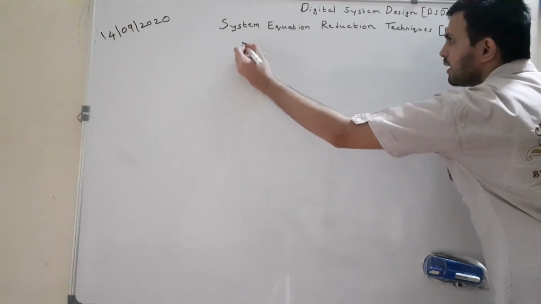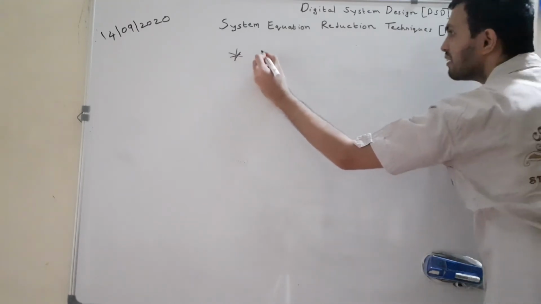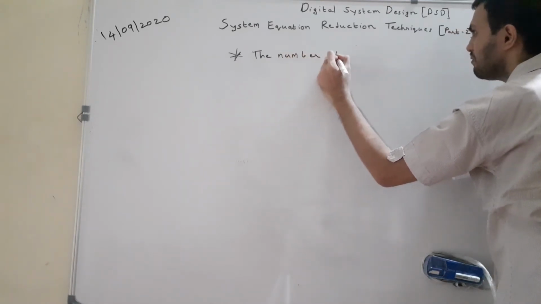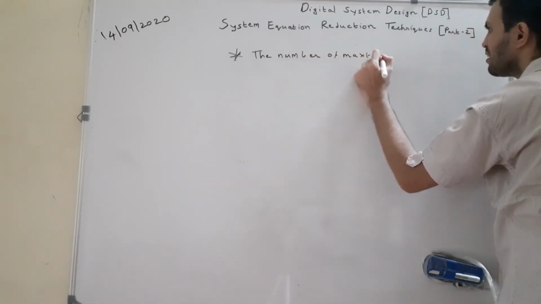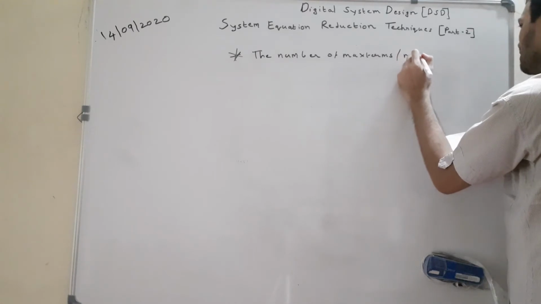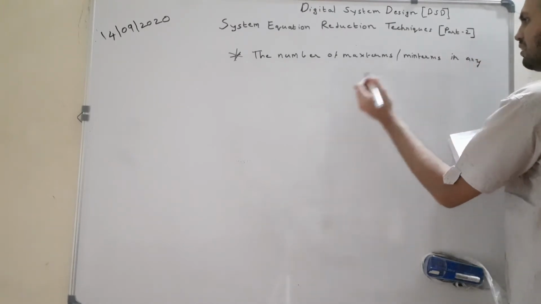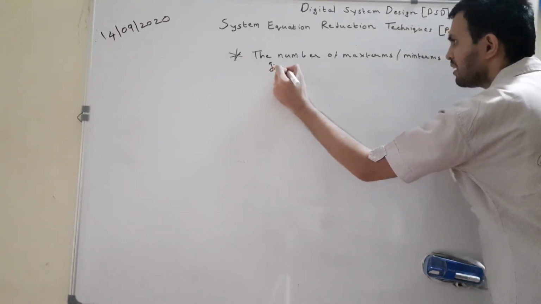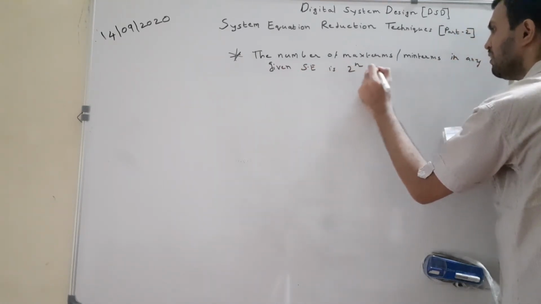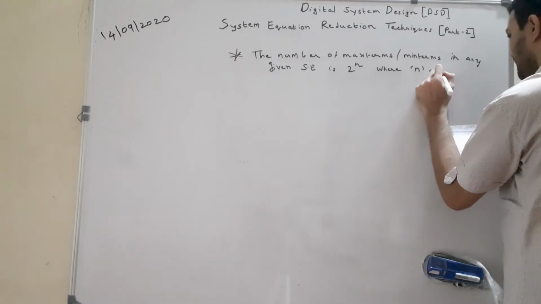One important point regarding both min terms and max terms over here: the number of max terms or min terms in any given system equation is 2 raised to n, where n is the number of input variables.